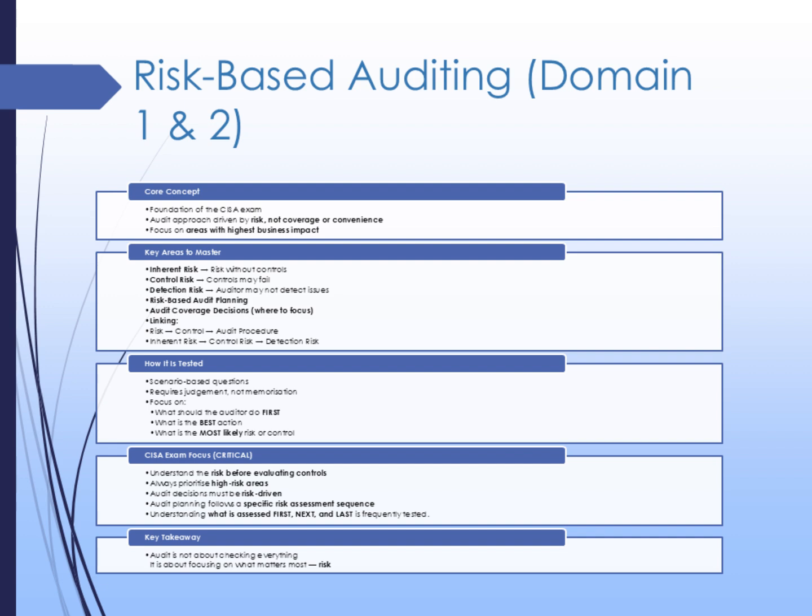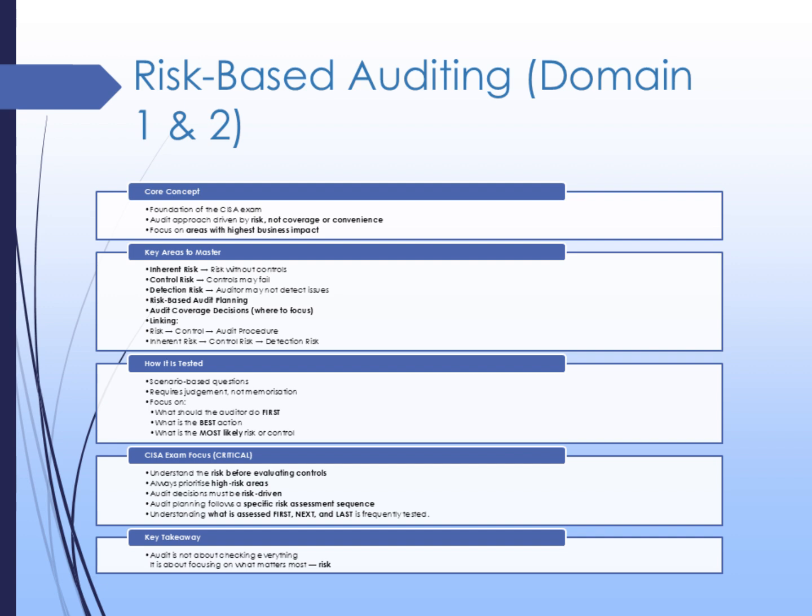Another critical area is understanding the relationship between risk, controls, and audit procedures. Auditors identify risks, evaluate the controls intended to manage those risks, and then design audit procedures to determine whether those controls are effective. This topic is heavily scenario-based in the exam. Questions often ask what the auditor should do first, what the best action would be, or which risk or control is most significant in a given situation.